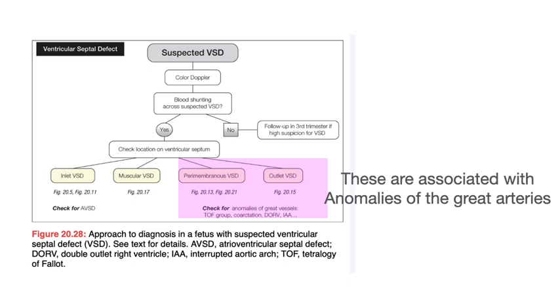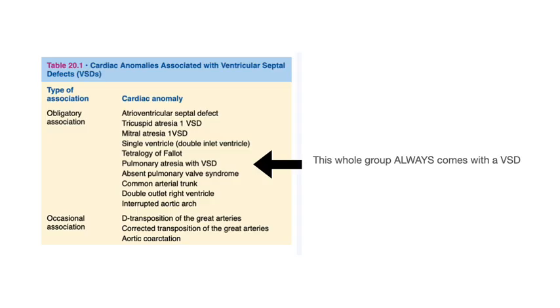So if you've got a tetralogy of Fallot and there's an overriding aorta, we're talking about the perimembranous portion of the VSD. Generally, great artery problems that come along with VSDs are the perimembranous and outlet ones. Here, you've got a bunch of obligatory associations, meaning all of them actually have to have a VSD as part of it. And there are a whole bunch of them.